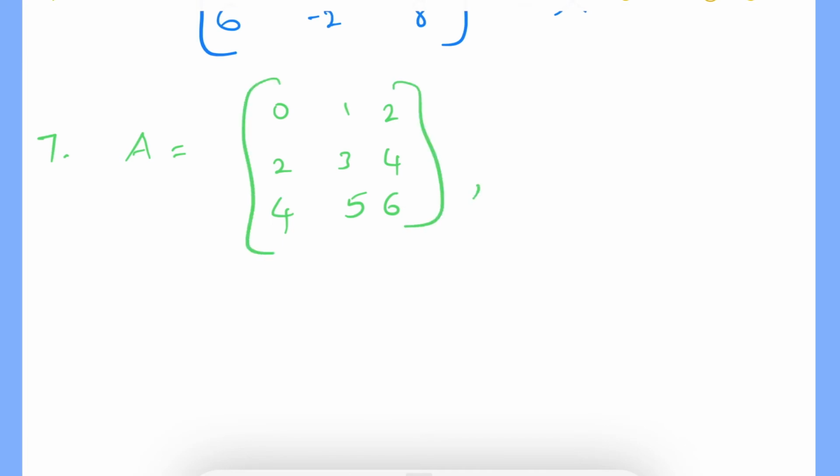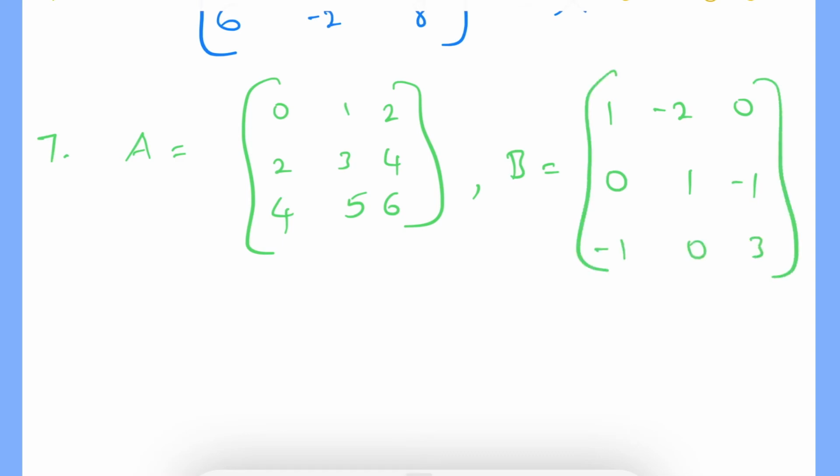Next question is, matrix A is given as 0 1 2, 2 3 4, 4 5 6, and matrix B is given as 1 minus 2 0, 0 1 minus 1, minus 1 0 3.